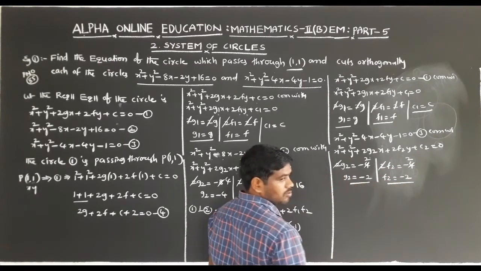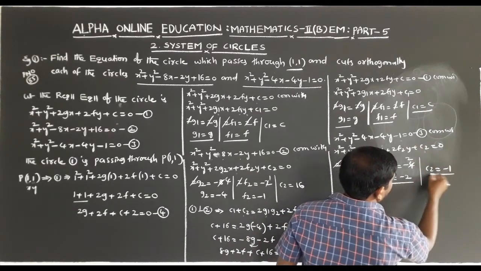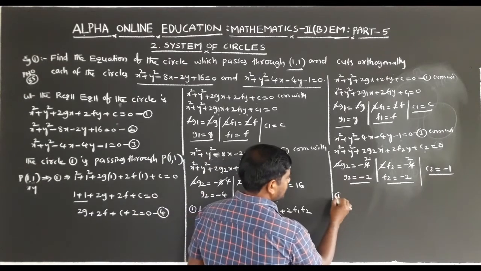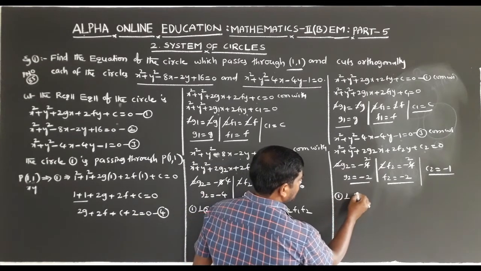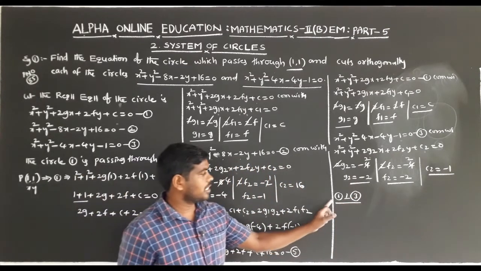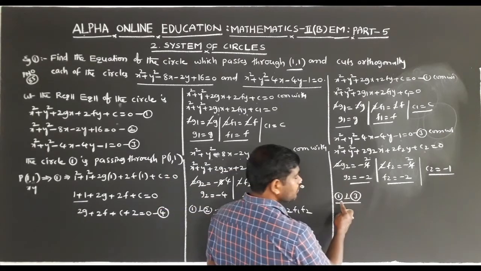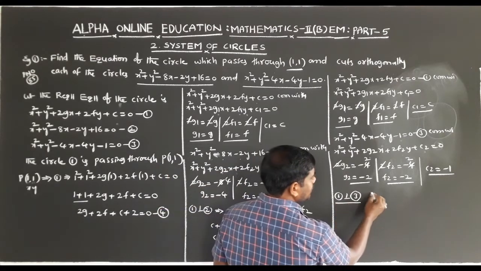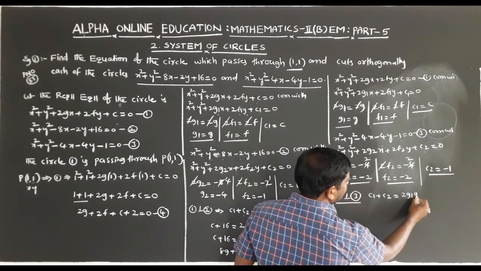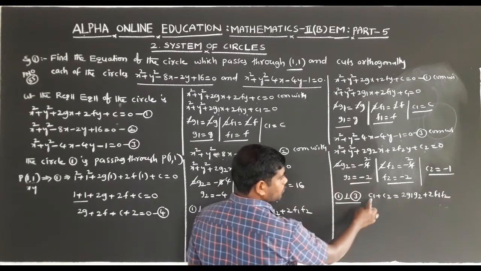f2 is equal to minus 2. Constant c2 is equal to minus 1. Here the circles 1 and 3 intersect orthogonally. If the two circles intersect orthogonally, then c1 plus c2 is equal to 2g1g2 plus 2f1f2.